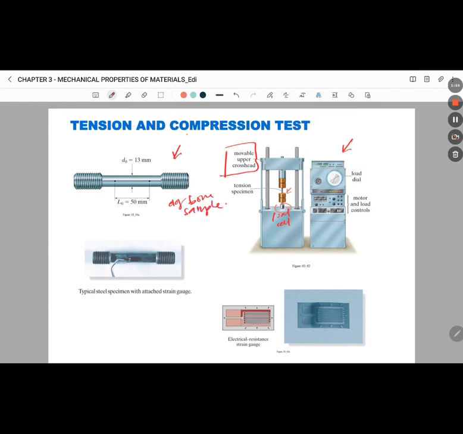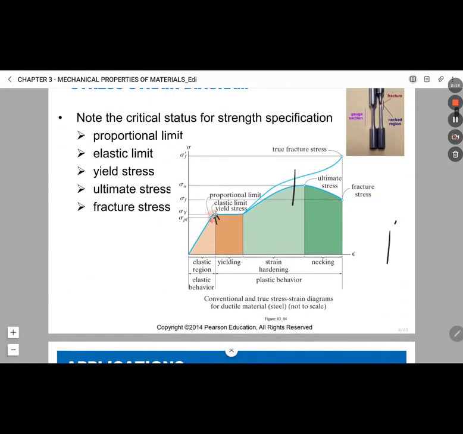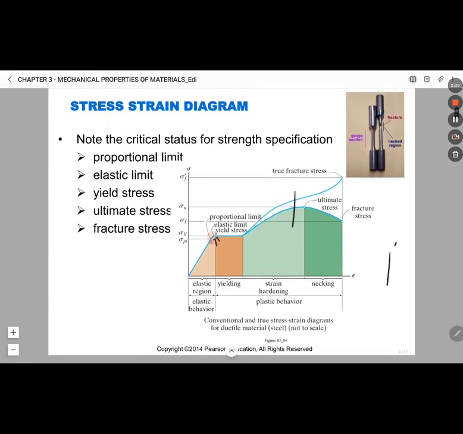At the center part over here we call it the gauge length. The gauge length is where we measure the deformations of the samples. Okay, so let's move to the next slide.